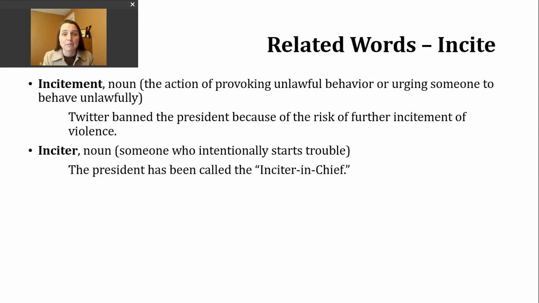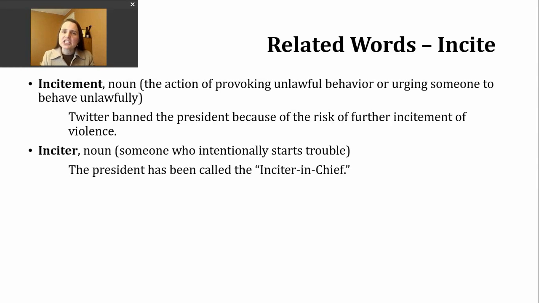Here is an example of this, again, from another recent news report. The president has been called the inciter-in-chief. So the person who intentionally started this illegal, unlawful behavior that created a great deal of trouble for many people and for the people who have died as a result of this violence.